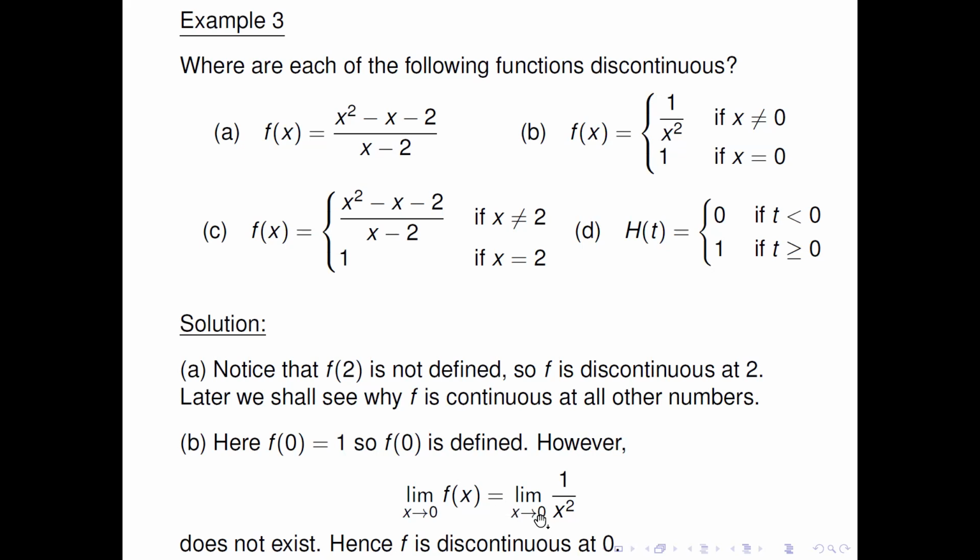You can play around with those numbers, and what you'll find is it doesn't matter whether I approach x from values smaller than 0 or values larger than 0, as long as I'm going closer to 0, this expression 1 over x squared is going to become rapidly very, very large, positive. And so that limit doesn't exist. It doesn't get closer and closer to some number. And so f is discontinuous at this point, x equal to 0.